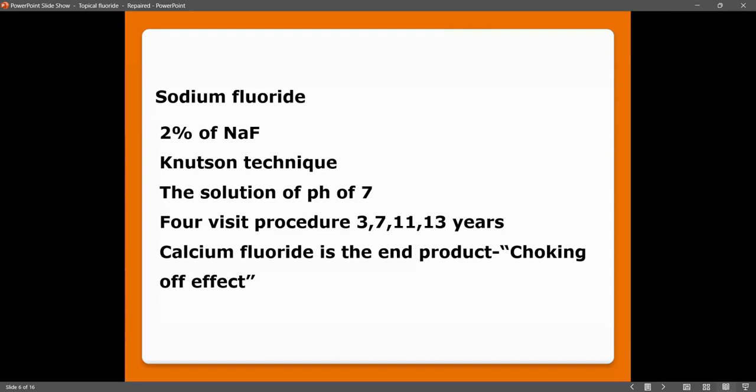Now what is the choking off effect? I'll be telling you in 2 lines. But remember the question: which of the following fluorides has a choking off effect? Sodium fluoride, stannous fluoride, acidulated phosphate fluoride, amine fluoride. At that time you have to go for sodium fluoride as the answer. The choking off effect is this: when you apply sodium fluoride onto the tooth surface, it reacts with the hydroxyapatite crystals present in the tooth surface to form calcium fluoride. Further diffusion of sodium fluoride onto the tooth surface with the hydroxyapatite will block the entry of fluoride ions. This further blockage of entry of fluoride ions is called the choking off effect.